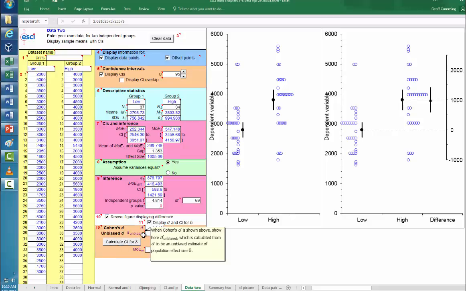I've got an effect size of 1.1 and a confidence interval that's from 0.6 to 1.6, and then I can interpret as usual this difference and the confidence interval on the difference.